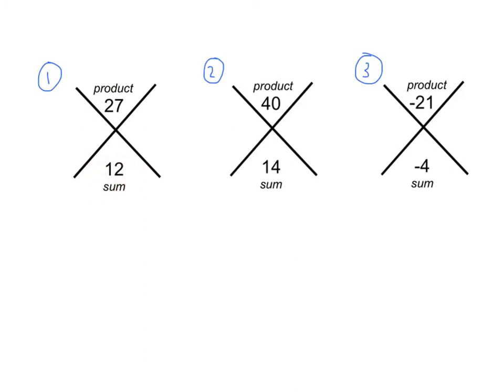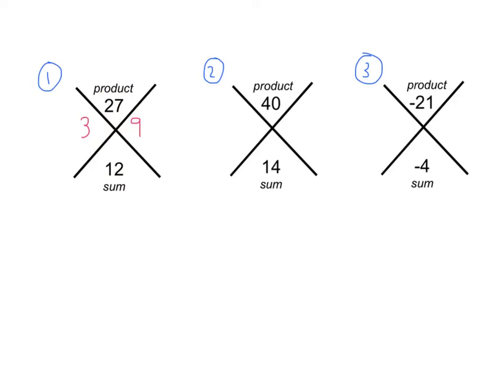Okay? So can you think about two numbers whose product is 27 and whose sum is 12? The two numbers are 3 and 9. Because 3 times 9 is 27, and 3 plus 9 is 12. That's the only two numbers that meet that criteria. Let's do a couple other ones.